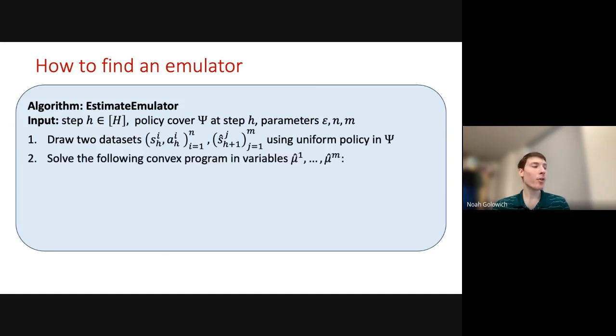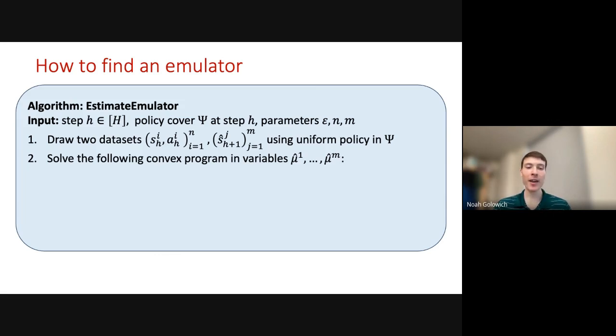Then it will solve a convex program in the variables mu hat 1 through mu hat m using these data sets. Roughly speaking, what the constraints of the convex program say is that the emulator conditions must hold with respect to these variables mu hat j, and will ensure that they hold for any policy pi by roughly speaking ensuring that they hold with respect to the feature vectors of these data sets at step h and step h plus 1. And we'll use the coverage property of policies in psi to ensure that this actually guarantees the emulator conditions in the previous slide hold.